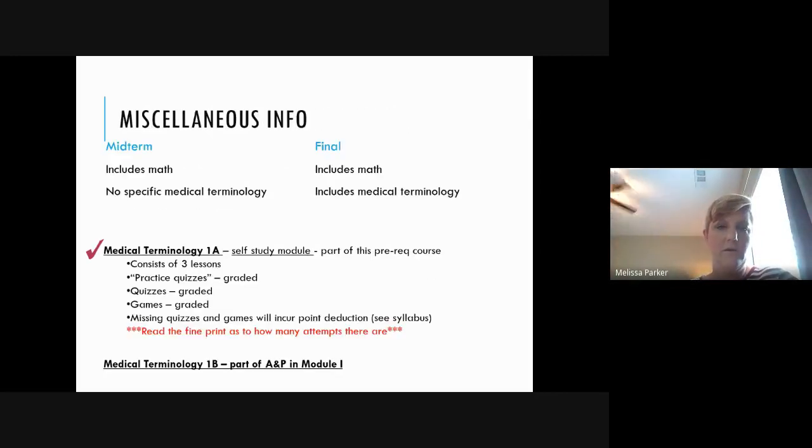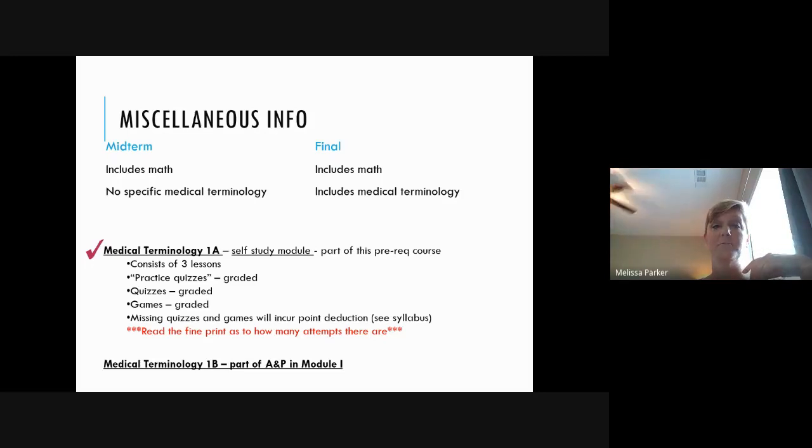So just FYI, your midterm will include math. This slide is actually kind of old, because medical terminology used to be two separate courses. You had prereqs, and then you also had the medical terminology portion of the class. I've been teaching this class a while, so this is an old slide. Just know your midterm does include math.